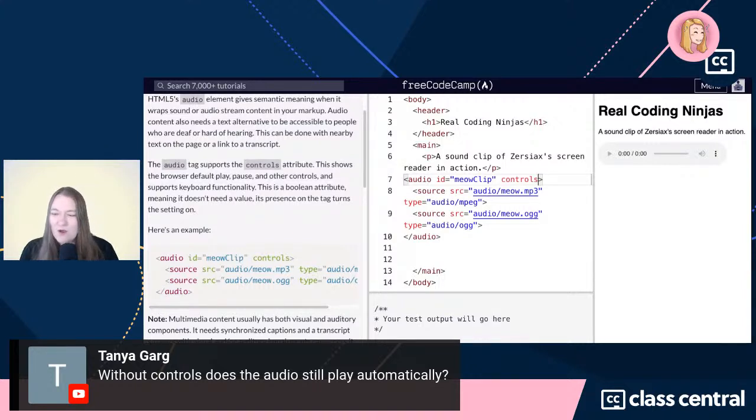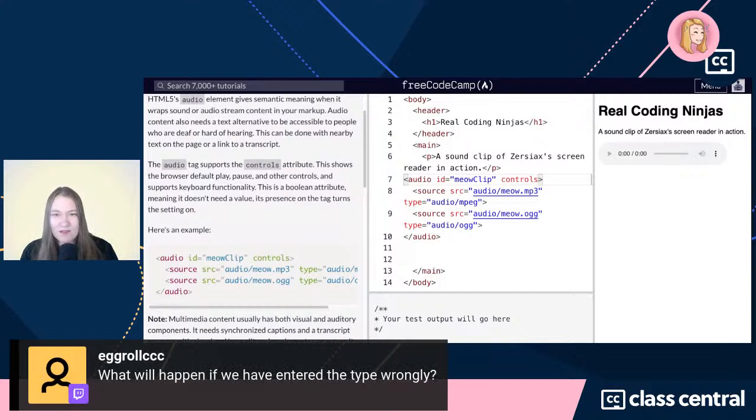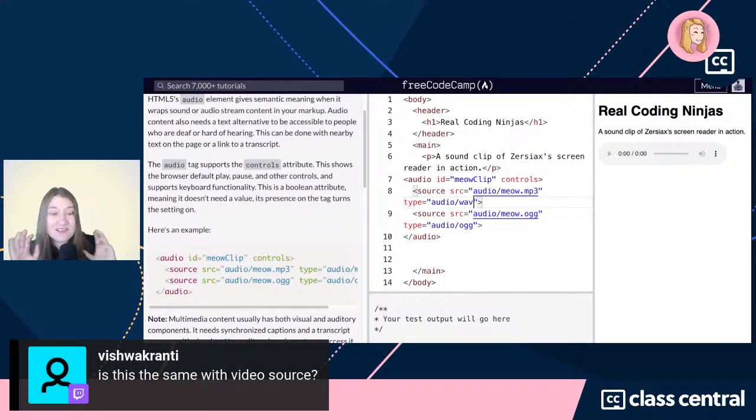And it's just monsters. What will happen if we've entered the type wrongly? So I think it just won't work. If this is an MPEG and we type WAV, we still get all of our display, but I think it just won't work when we try and play it. Yeah. So Vishwa is asking, is this the same as what we do with videos? This is going to feel really similar to the syntax with videos.